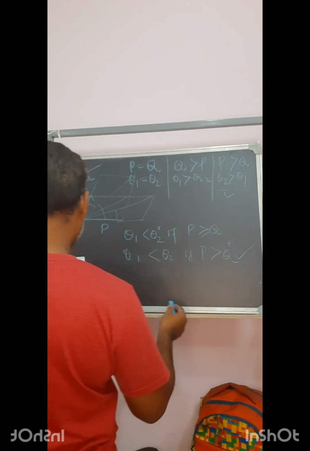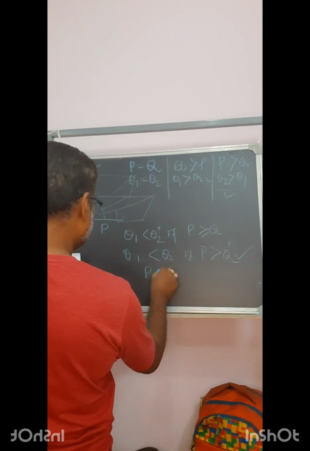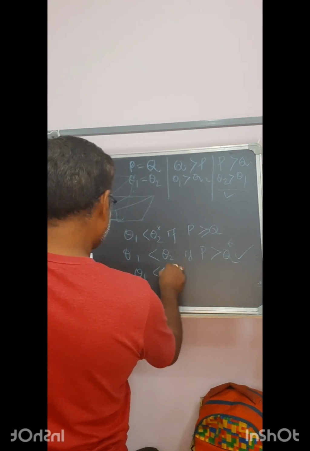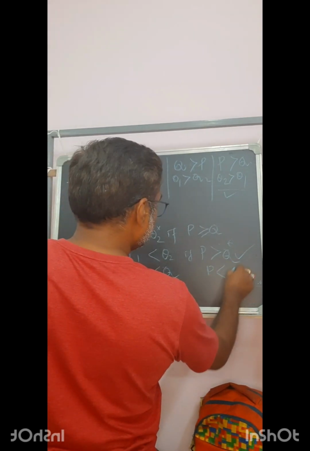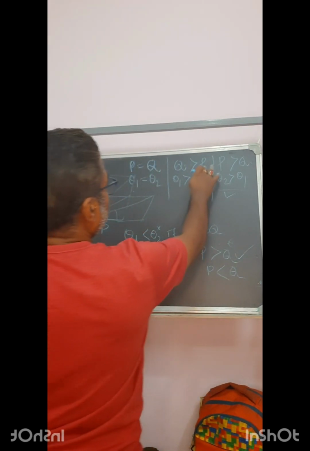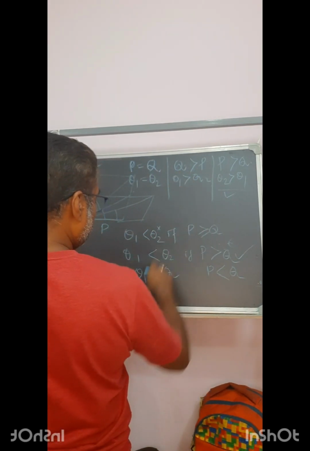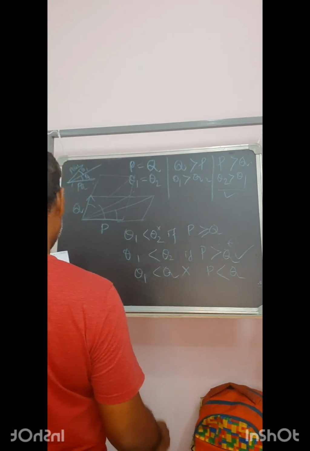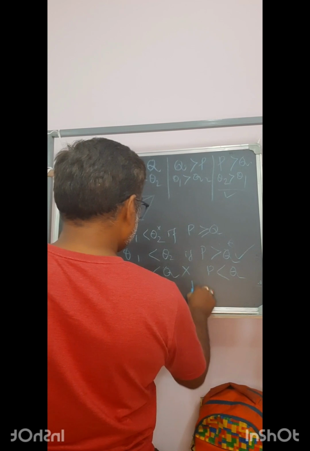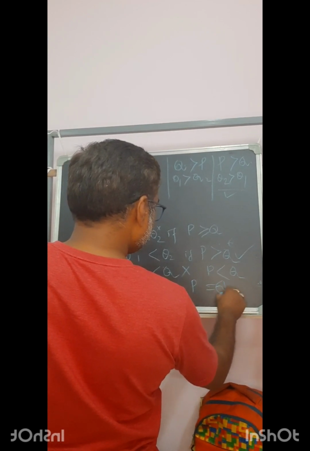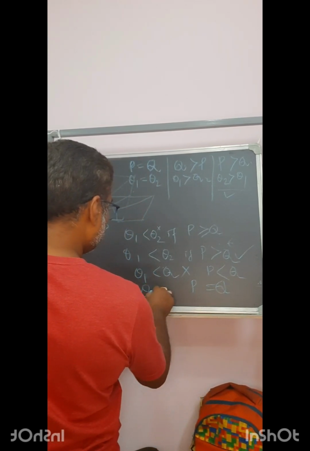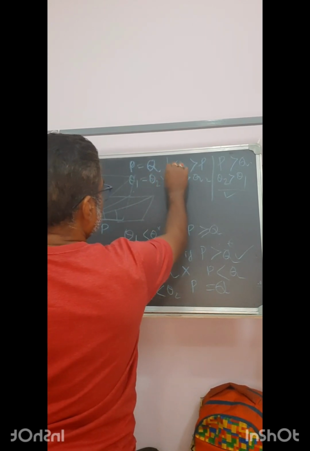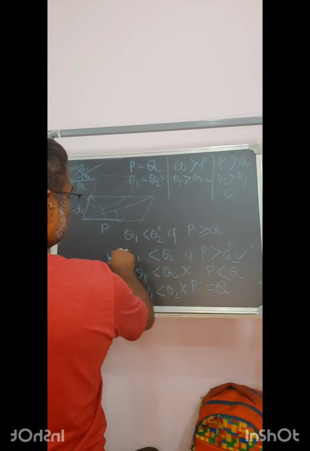Let me check the third condition. Theta 1 less than theta 2 if P is less than Q. If P is less than Q, then theta 1 less than theta 2 is not possible. So this is not the correct option. The last one is P equal to Q, and it is saying theta 1 less than theta 2. P equal to Q is always theta 1 equal to theta 2, so this is not correct. So only the correct one is this.